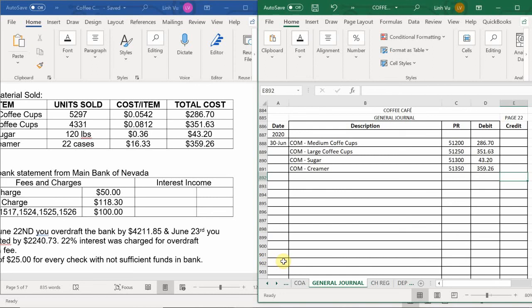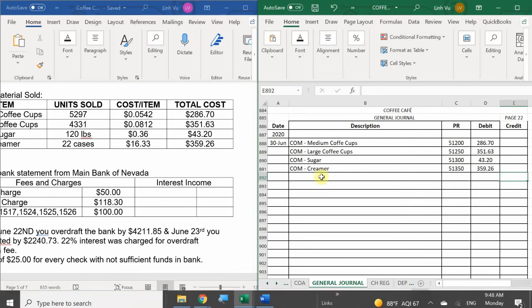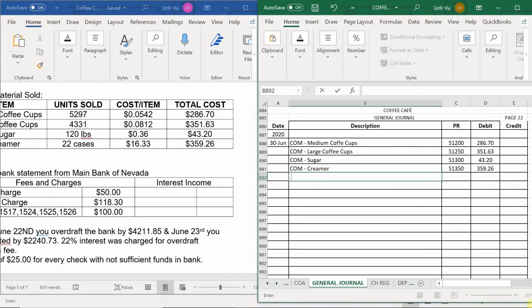Now this is the adjustment because we end up selling 5,297 of the medium cups, 4,331 of the large cups, and 20 pounds of sugar. So in this case, we need to adjust our business supplies because right now it shows that we have all of it, but we really don't. So that's what this adjustment entry is going to do. It's going to reduce it because we used it, right?